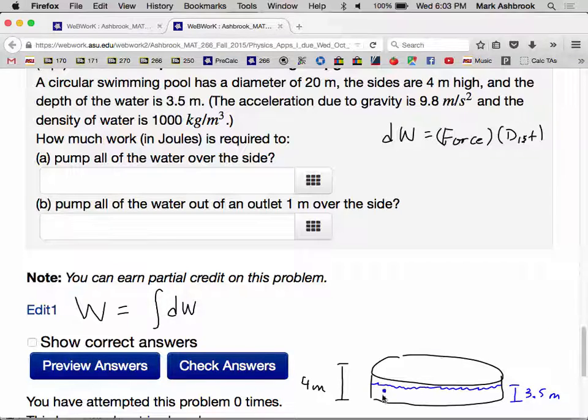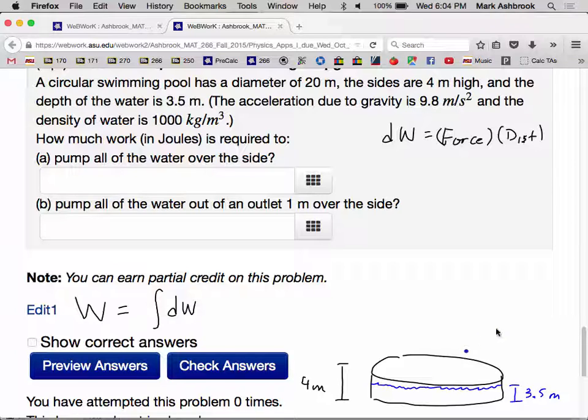So what we're going to do is calculate a little bit of work for one layer of water. Because at one layer of water, the distance it has to move is all the same for that whole layer. We can't do a column of water, right? Because the top of the column would have a shorter distance than the bottom. So that doesn't make sense. When we do our little bit of work, it has to be something for which neither the force nor the distance changes, so that we can actually do it.